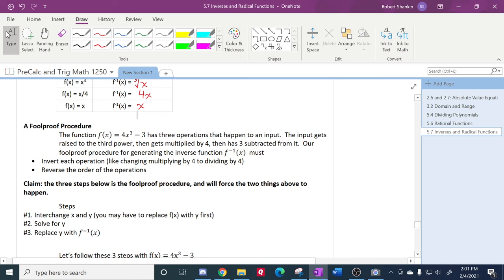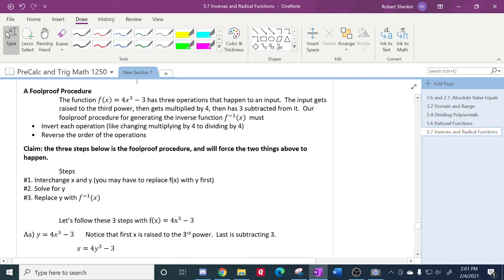All right, and these are the 3 steps. Number 1, interchange x and y. You may first have to replace f of x with y, because f of x and y are the same thing. Then you solve for y, and then you replace the y with f inverse of x. If we do these 3 steps, it'll always get us the inverse function.